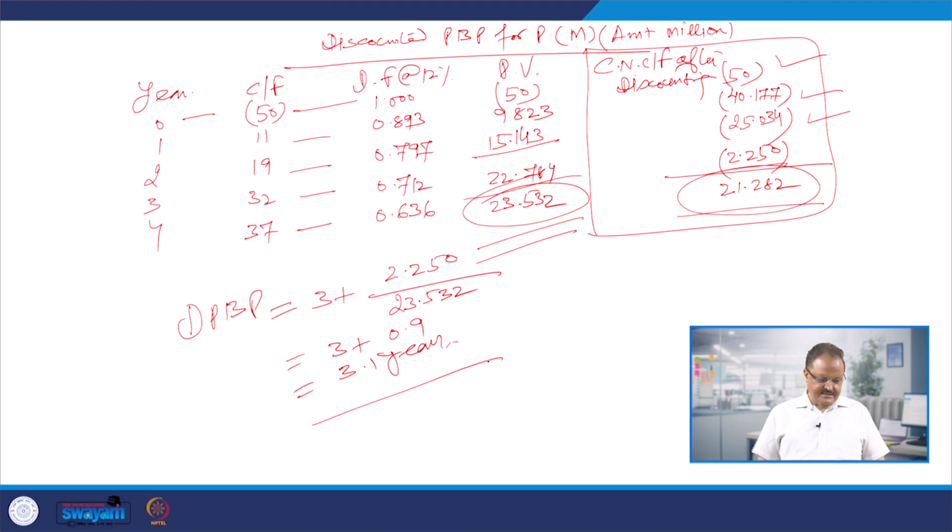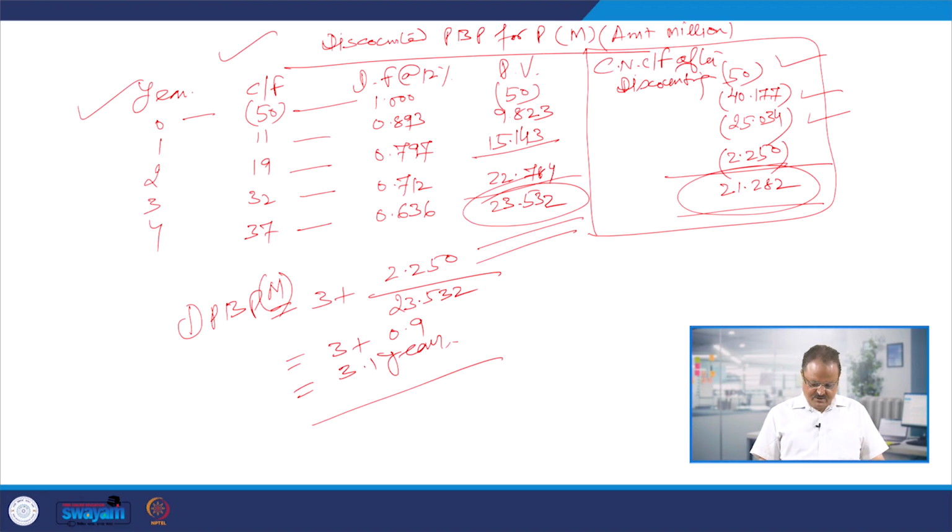So you have to take the years first, take the cash flow which is given to us, apply the discount factor at the discount rate of 12%, calculate the present value, and finally apply this formula: the years before the break-even plus the unrecovered amount divided by the cash flow in the next year. If you apply this formula, you will find the discounted payback period for project M is 3.1 years. So it's a very simple way of calculating it.